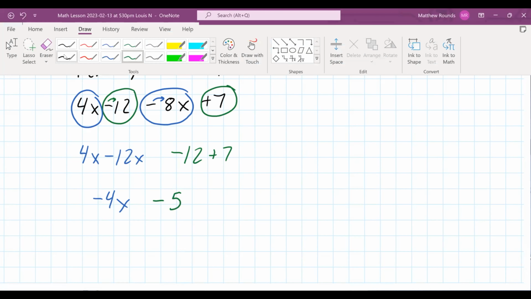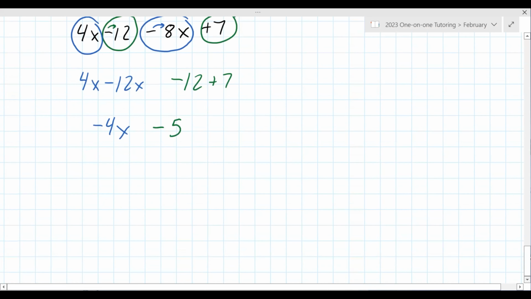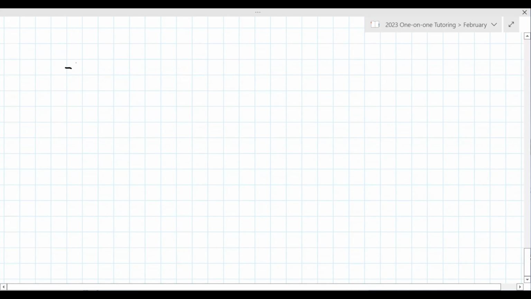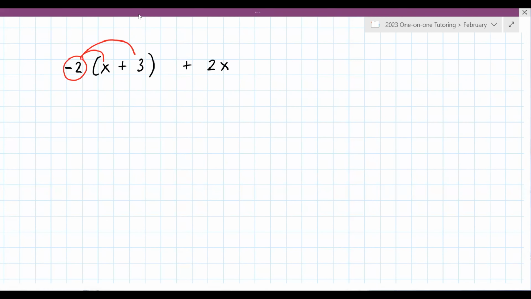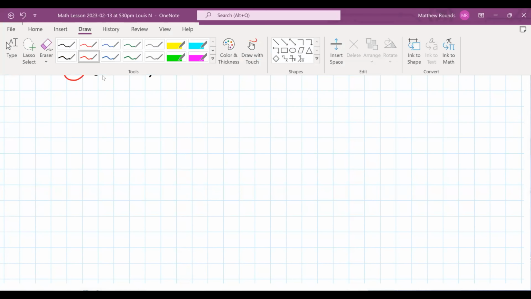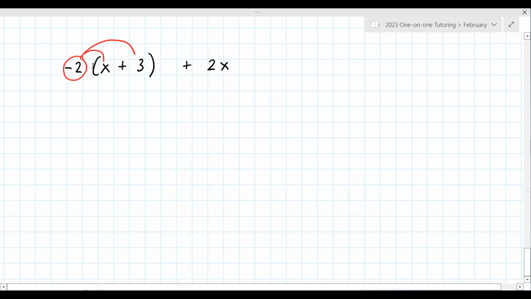Okay. So have you try one more here. Now you can have negative numbers on the outside. That's totally okay. So now when you have negative numbers on the outside, you're multiplying them by that number. Here it's negative 2 times x, which is negative 2x.